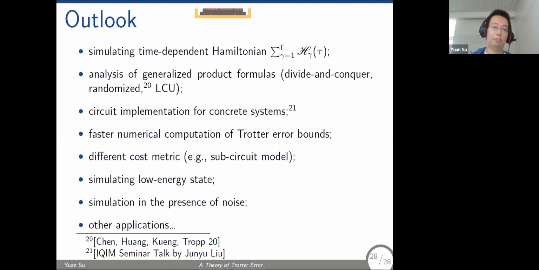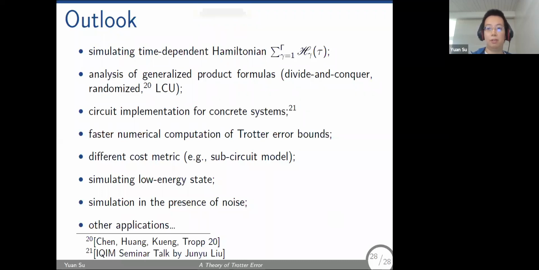We have some generalized product formulas. So for example, they depend on the divide and conquer idea, the randomization idea, and also linear combination of unitaries. So it will be interesting to see whether this kind of generalized product formulas can also be improved using commutativity of Hamiltonians. Some concrete circuit implementation for physical systems.